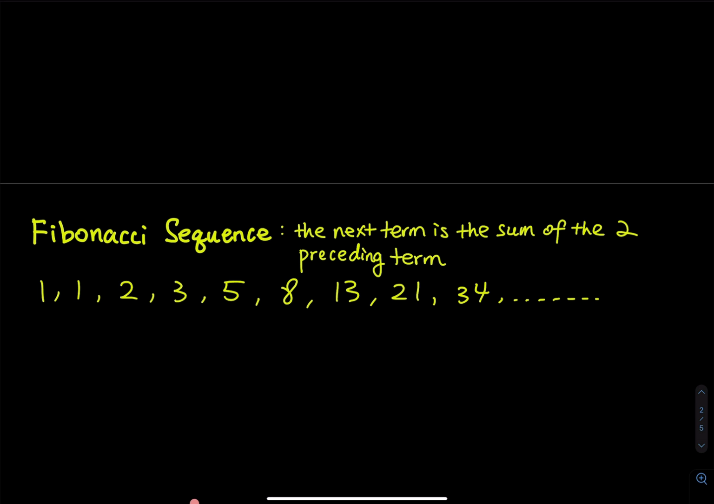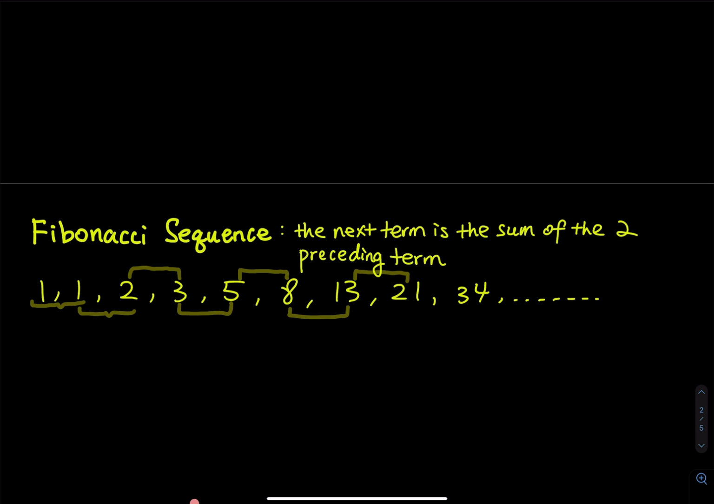So this one, 1 plus 1 is equal to 2, 1 plus 2 is equal to 3, 2 plus 3 is 5, 3 plus 5 is 8, 5 plus 8 is 13, 8 plus 13 is 21, 13 plus 21 is equal to 34, and so on and so forth.